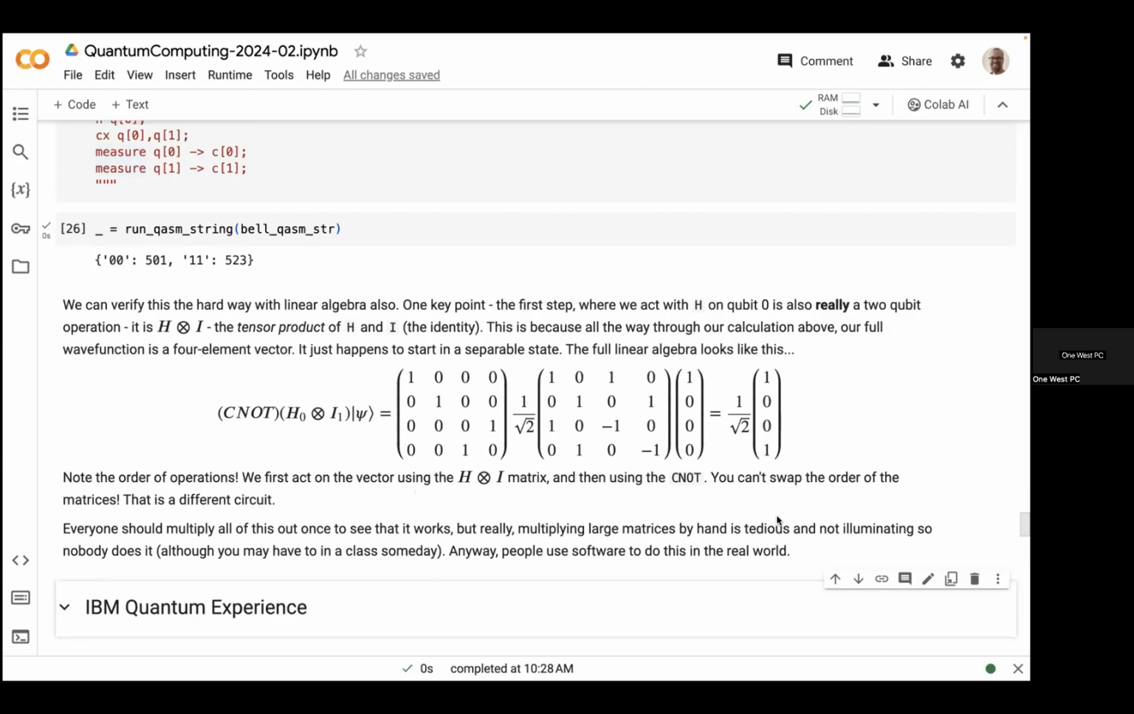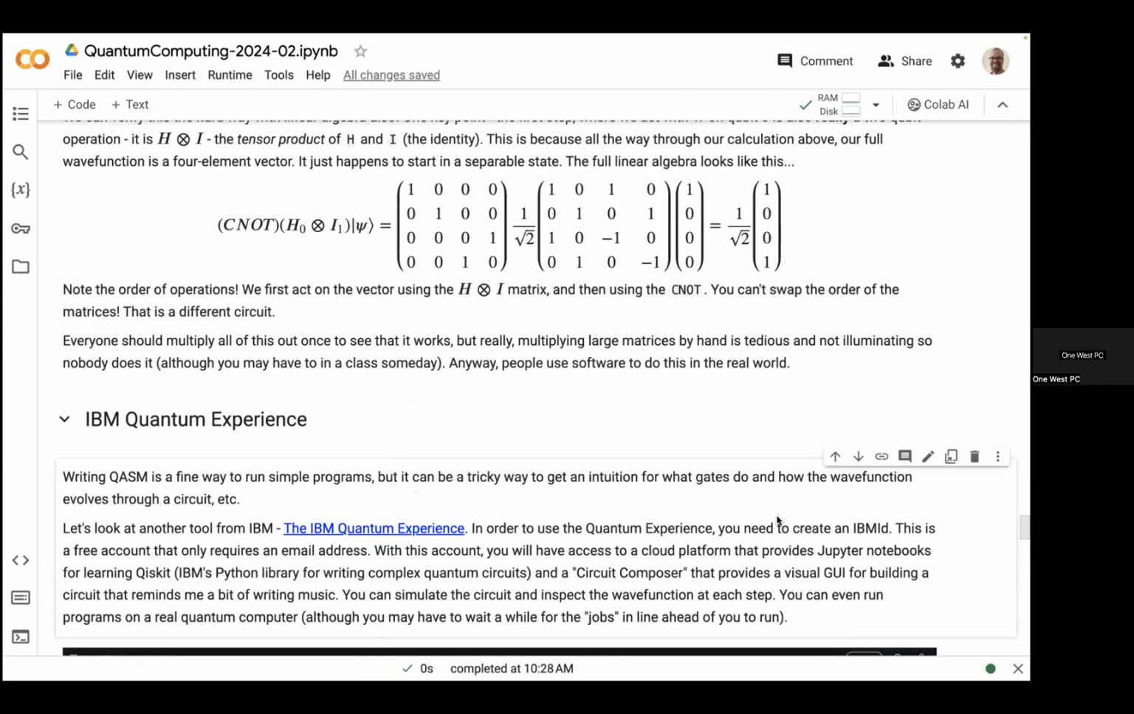Okay, so finally we get to the IBM Quantum Experience. So writing QASM is a fine way to run simple programs, but it can be a tricky way to get intuitions for what gates do and how the wave function evolves. And it's actually a little tedious even to write out all those different things like that. So there's another tool that you can go play with a little bit later called the IBM Quantum Experience. And in order to use it, you need to create an IBM ID, but that's fine. You just need an email address, and then you can create a free account, right?